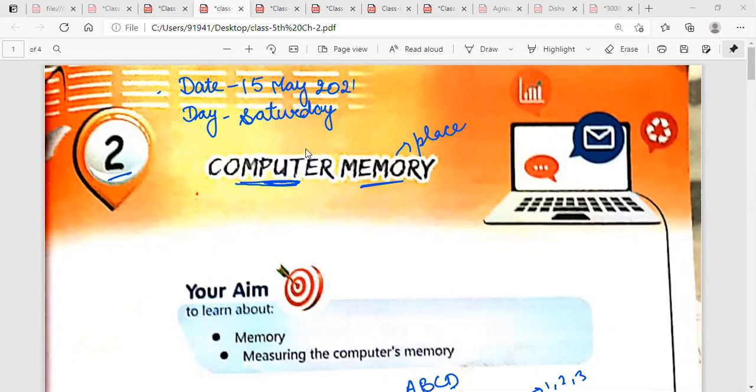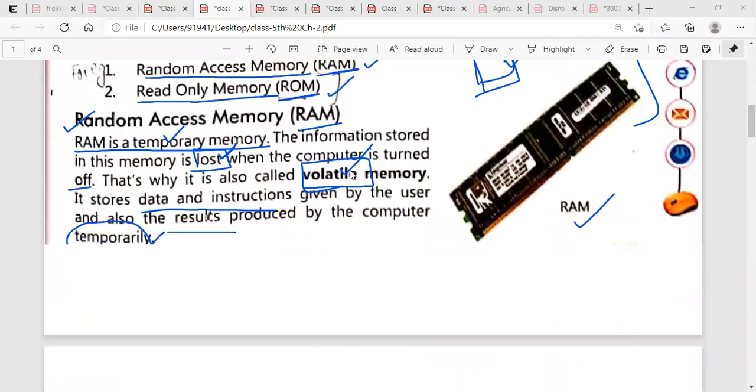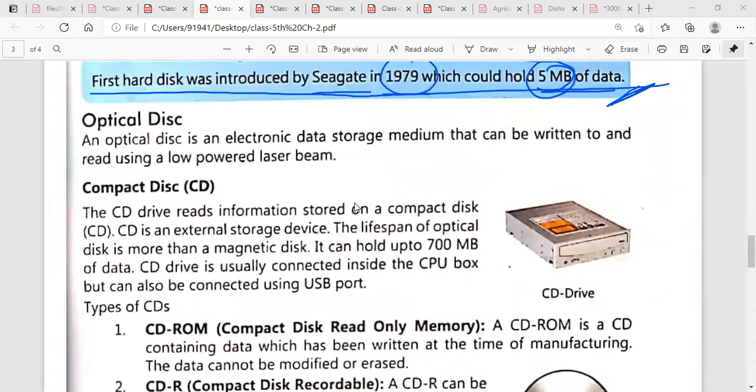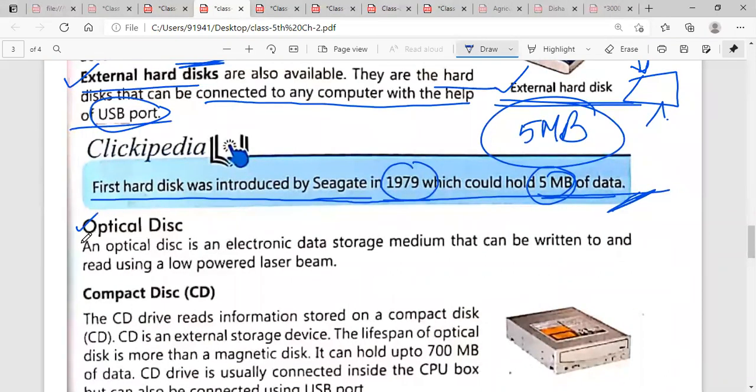We were doing chapter two, whose name is computer memory. We have covered a few topics in the first video. Now we will start from this topic, optical disc. First, write the date: 15 May 2021, and day Saturday.